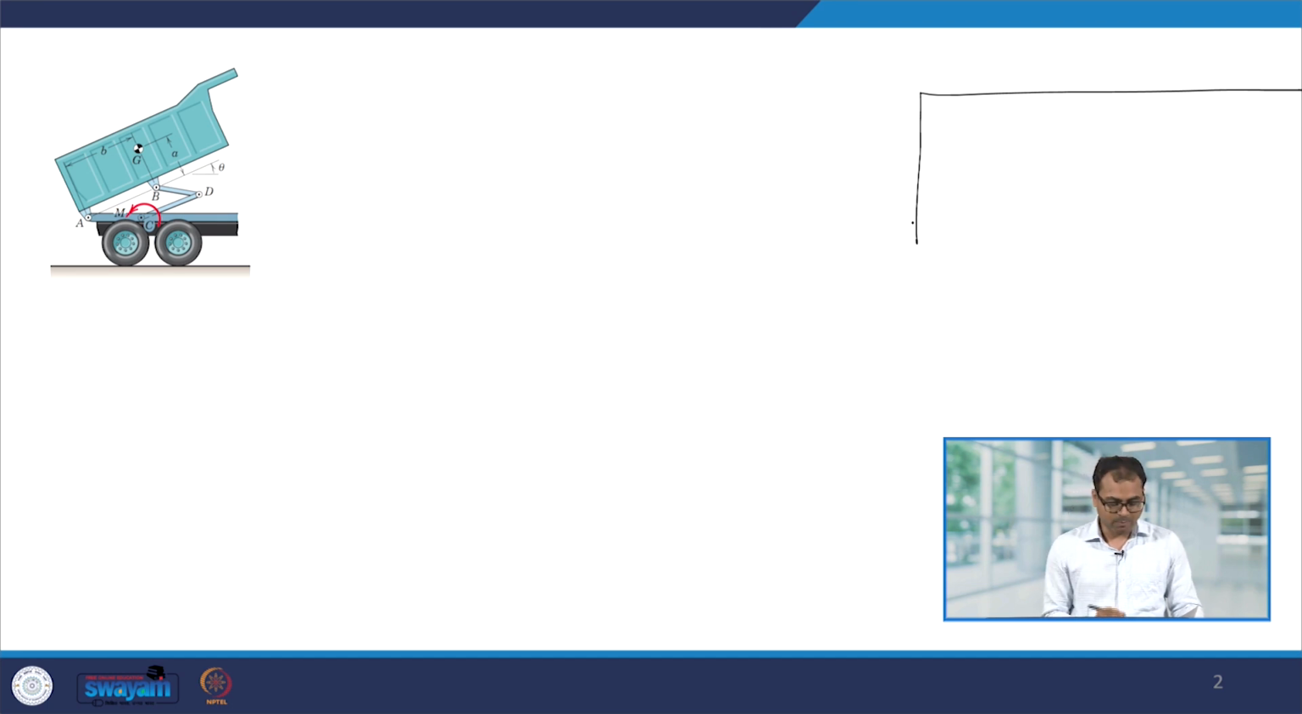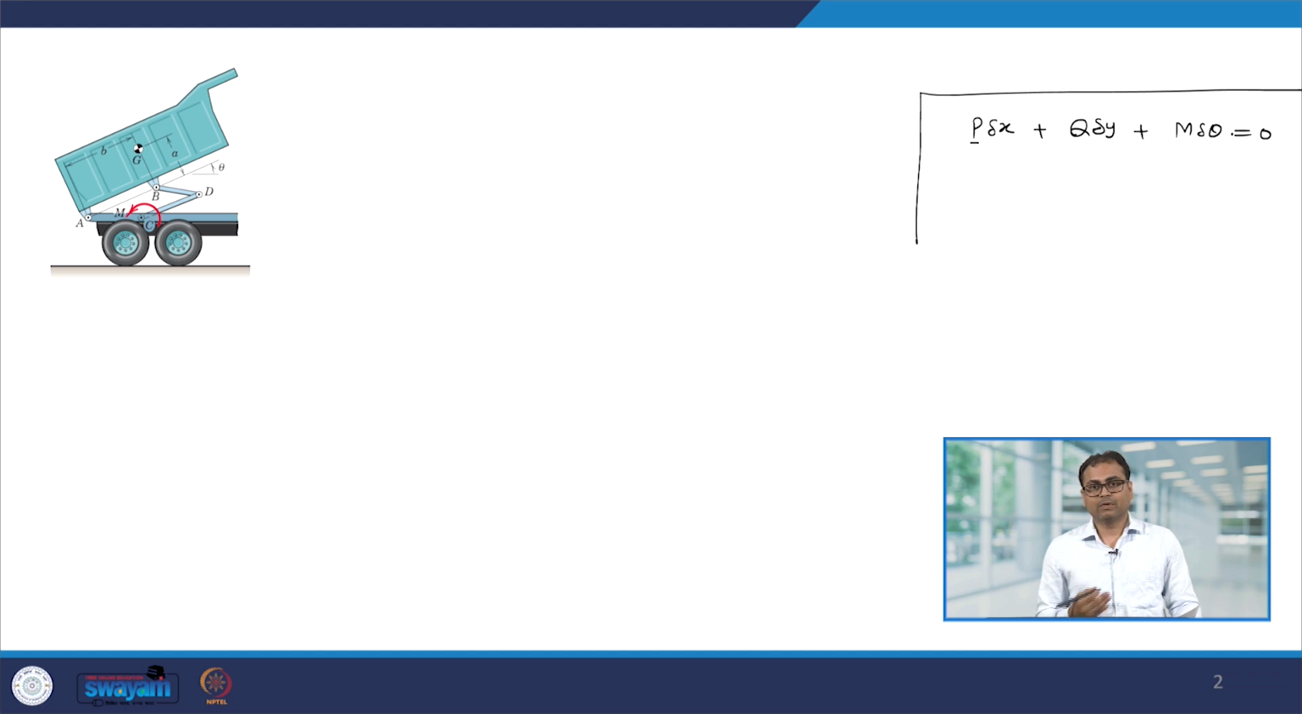Suppose I have a rigid body and various external forces are acting on it. Let us say P is one such force, Q is another force, and there is some moment also acting on the rigid body. Corresponding to force P, the virtual displacement is delta x, corresponding to force Q, the virtual displacement is delta y, and because of the moment, the virtual displacement is delta theta. Then the sum of their virtual work has to be equal to 0.